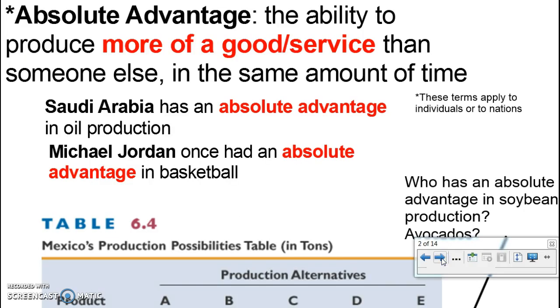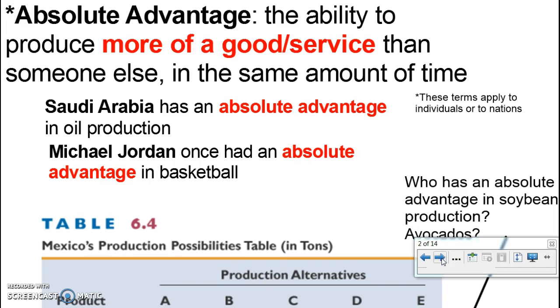So first of all, there are two concepts when it comes to advantage in trade: absolute advantage and comparative advantage. And what most people think of automatically is this concept of absolute advantage. So we're going to talk about that and dispense with it first, and then we'll focus on comparative advantage.